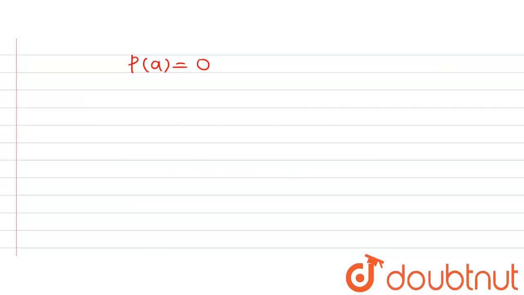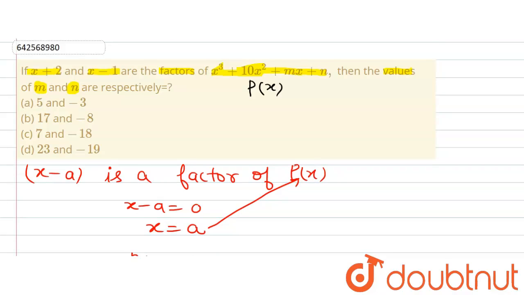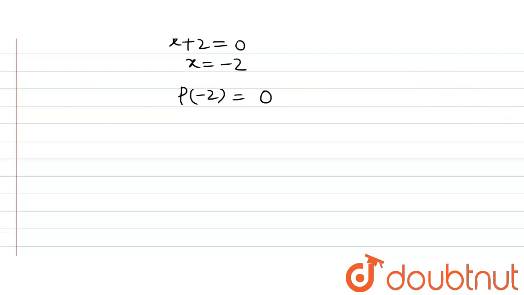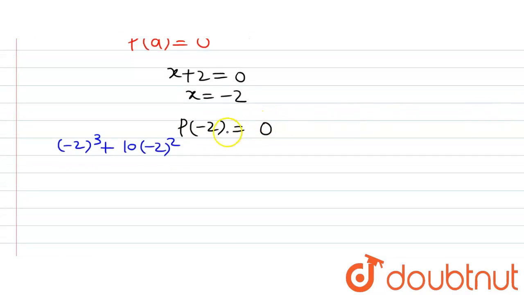So let's consider the first factor. First factor is x plus 2. Equate it to 0. Find the value of x from there, that is minus 2. Then put this value of x, minus 2, in the polynomial in place of x and equate it to 0, because the question itself is saying that x plus 2 is a factor of the polynomial. So now we will have x raised to the power 3 plus 10x raised to the power 2 plus mx plus n, with x as minus 2, is equal to 0.